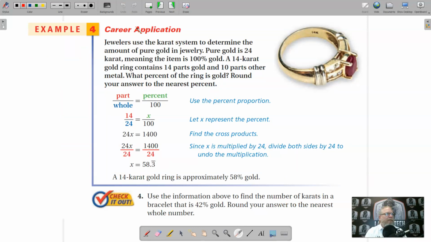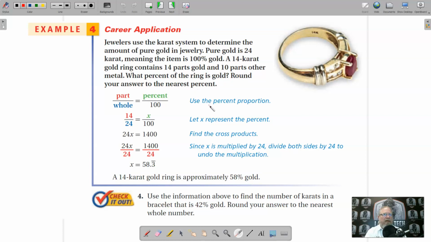So career application here in example 4. Jewelers use the carat system to determine the amount of pure gold in jewelry. Pure gold is 24 karat, meaning the item is 100% gold. So if you have a 24 karat piece of jewelry, that means that it is pure gold. A 14 karat gold ring contains 14 parts of gold and 10 parts of other metal. What percent of the ring is gold? Round your answer to the nearest percent.